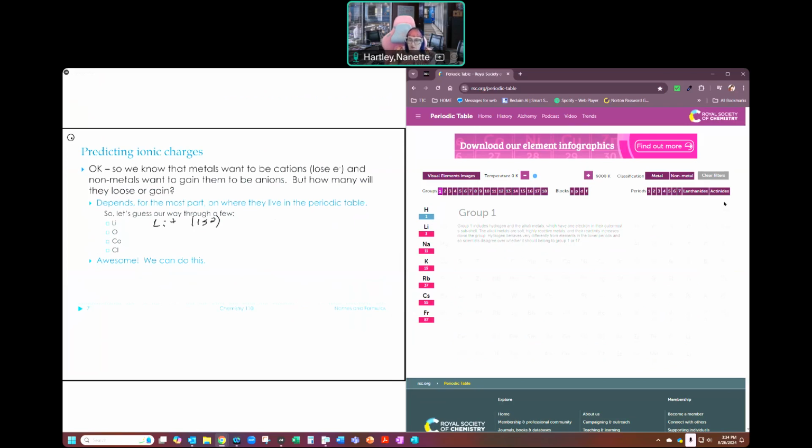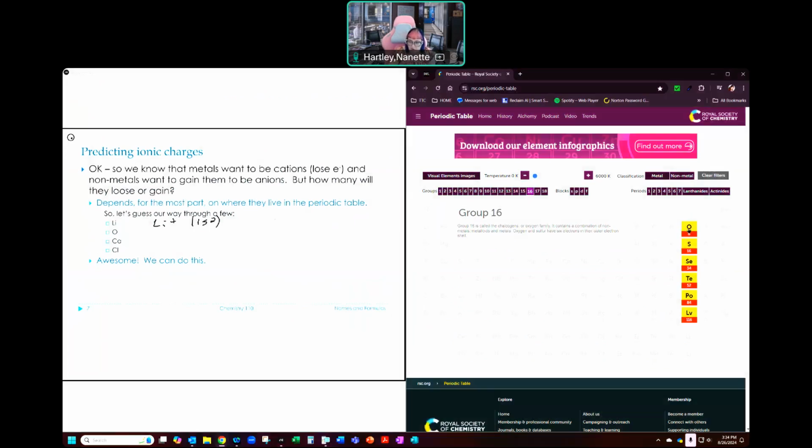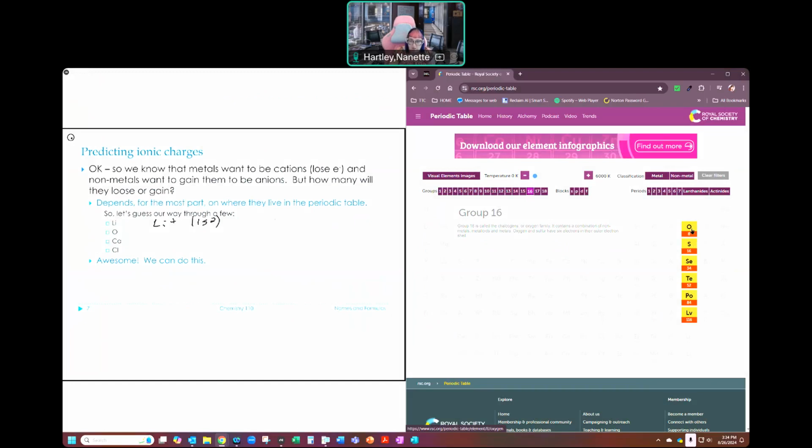Oxygen is over here. He's one of the chalcogens, so he's in group 16. He's right here, number 8. Because he's a chalcogen, he is a non-metal. He wants to pick up 2 electrons, 1, 2, to become like neon. So he needs 2 more electrons to become like neon.